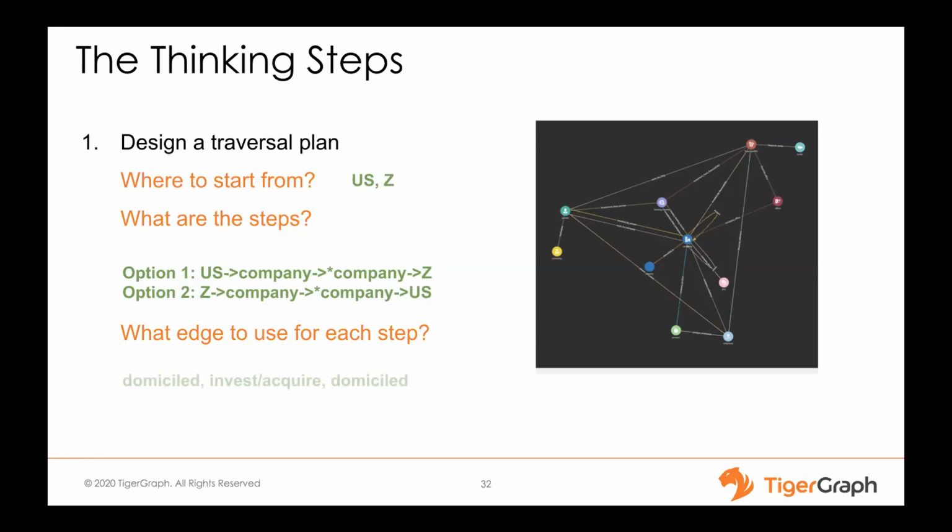And what edges should we use? Of course, we will use domiciled so that we know a company is in one country, right? And for the parent relationship, we want to use invest and acquire edges. And also, again, we will use domiciled. And another thing is, this schema is from the Crunchbase starter kit. So in the Crunchbase starter kit, we have schemas like this.